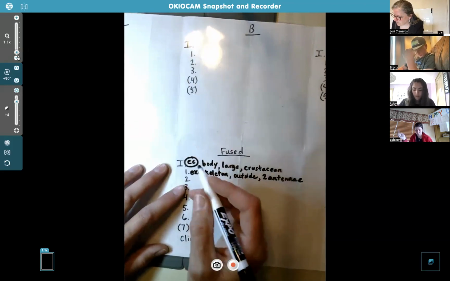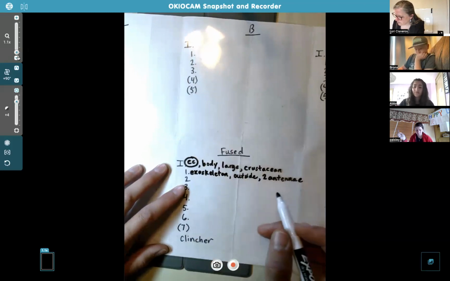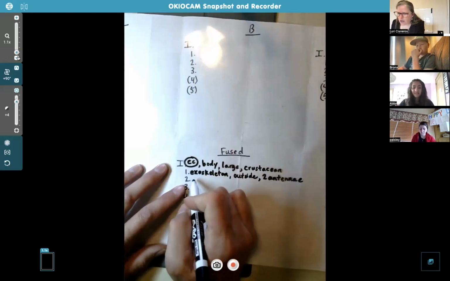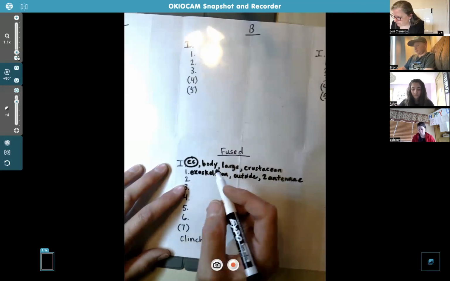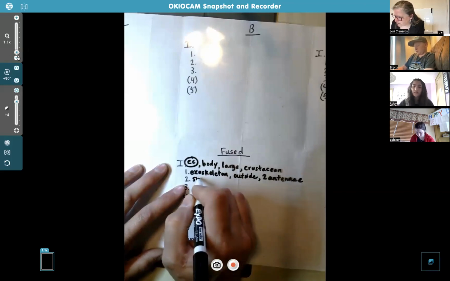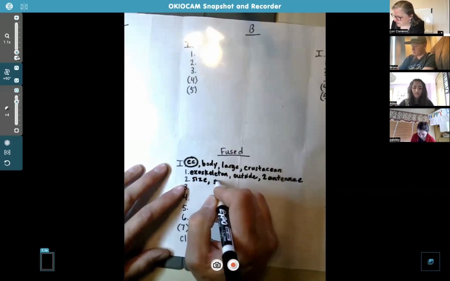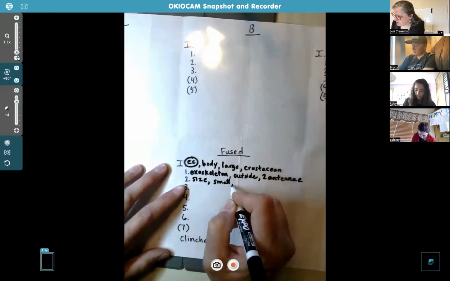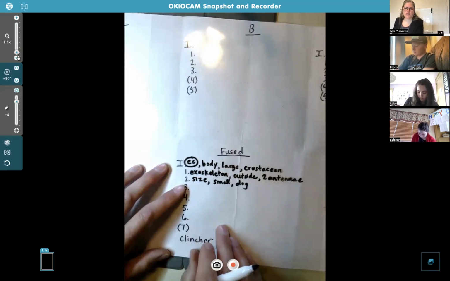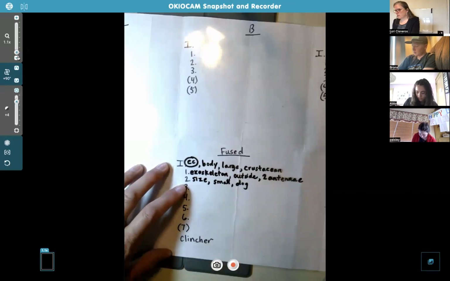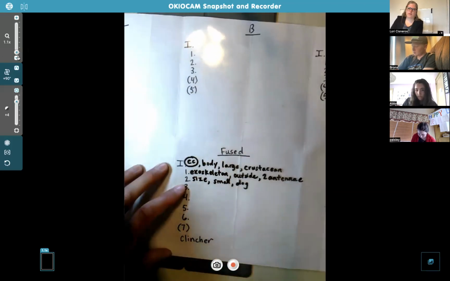In B, I wrote they're the size of a small dog. Okay. So how did you write that in outline form? Size, small dog. Okay. Size, small. I think that's super interesting too. That's crazy that it would be a crab that size.